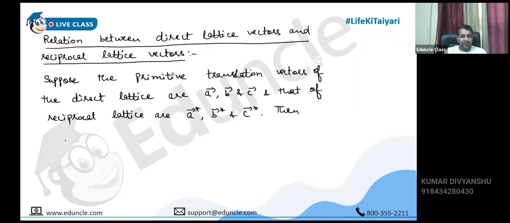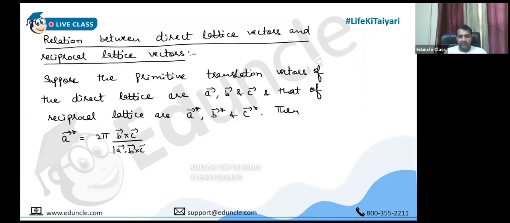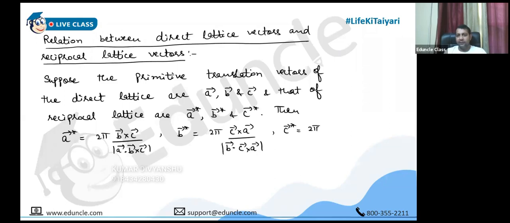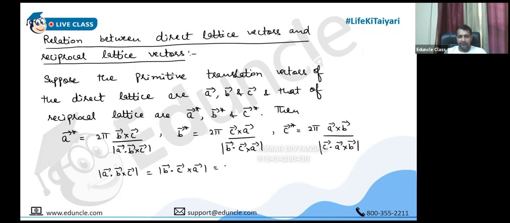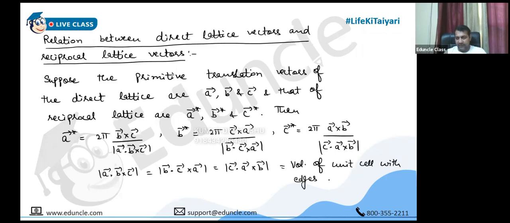Then these are related by these relations: a star equals 2 pi b cross c divided by a dot b cross c, b star equals 2 pi c cross a divided by b dot c cross a, and c star equals 2 pi a cross b divided by c dot a cross b. These three quantities are the same, and this is nothing but the volume of the unit cell with edges a, b, and c, or the volume of the parallelepiped whose adjacent sides are represented by a, b, c.